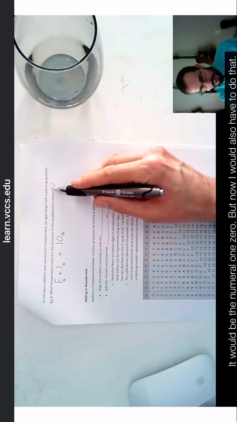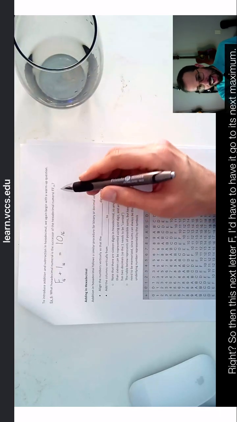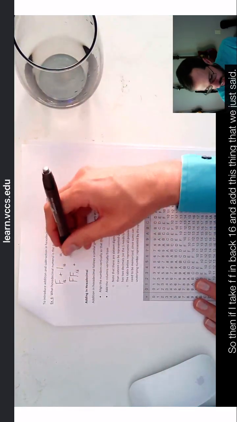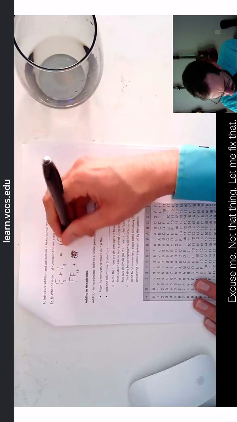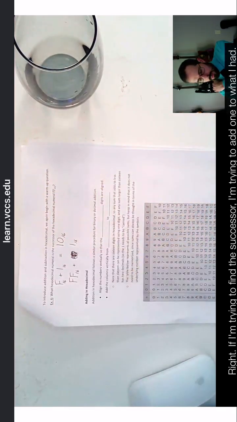But now I would also have to do that, right? So then this next letter F, I'd have to have it go to its next maximum. So if we added 1 to that, it would then have to revert to the next digit up. So then if I take FF in base 16 and add, excuse me, let me fix that. If I'm trying to find the successor, I'm trying to add 1 to what I had.